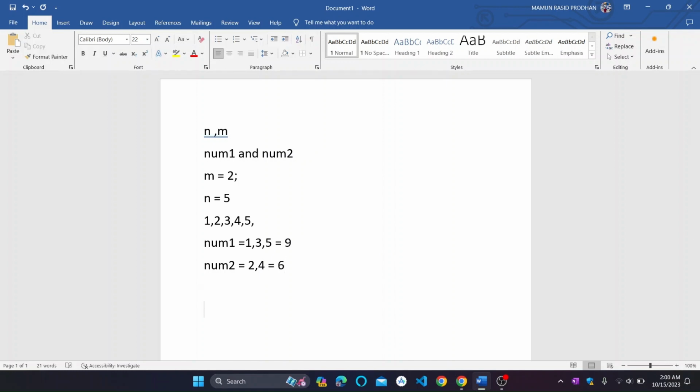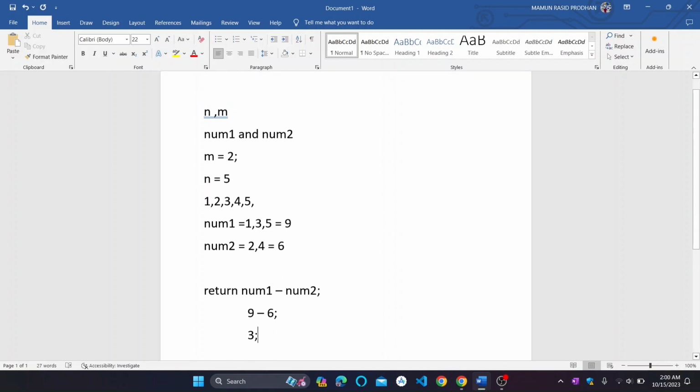Then we have to return the subtraction, num1 minus num2. That is 9 minus 6, so the value will be 3. Like that we have to solve the problem.